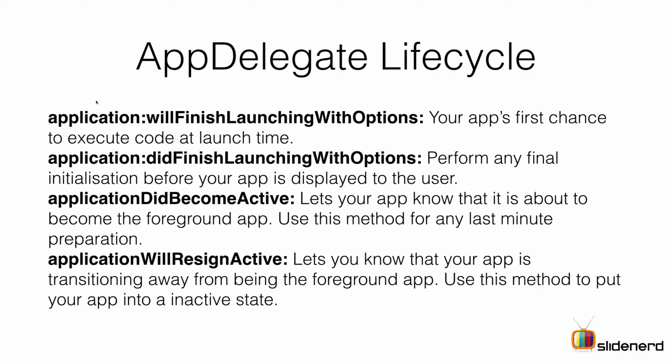So there you go, there's the breakdown of these methods. There's the application method out there which has two different variations. The first one, willFinishLaunchingWithOptions, is the first chance to execute code when your app is about to launch. didFinishLaunchingWithOptions performs any final initialization before the app is displayed. applicationDidBecomeActive, as you saw, is the time just before the application is about to become active. And applicationWillResignActive is the time just before your application is going to enter the background.